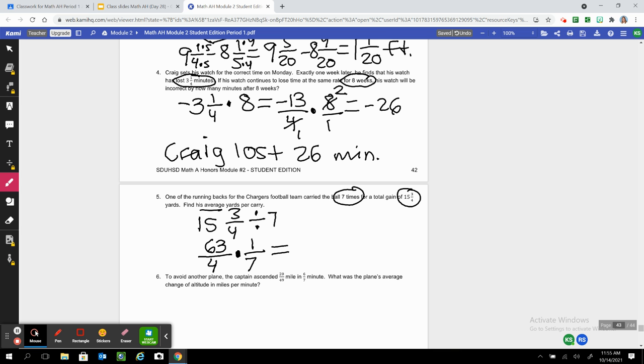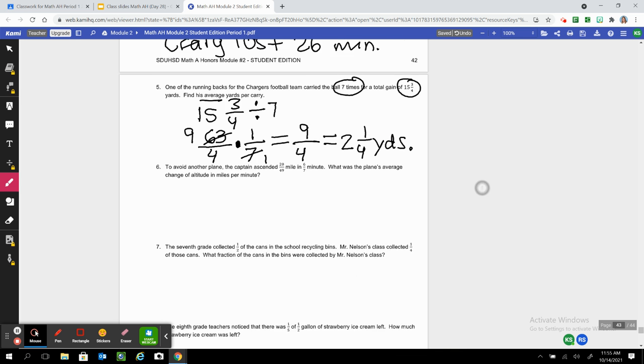I do notice that 7 does go into 63 evenly in my diagonal, so I'm going to cross out the 7, and I'm going to cross out the 63. I'm going to replace it with 9, and then I'll multiply straight across. 9 times 1 is 9, so I'm going to put 9 on the numerator. 4 times 1 is 4. So this would be 2 and 1/4 yards. That would be his average carry.